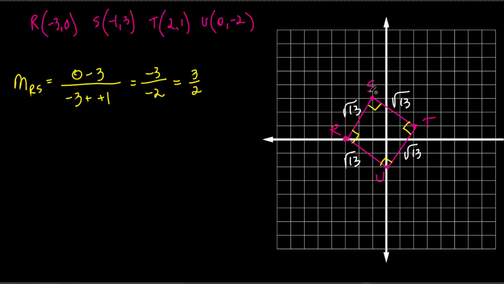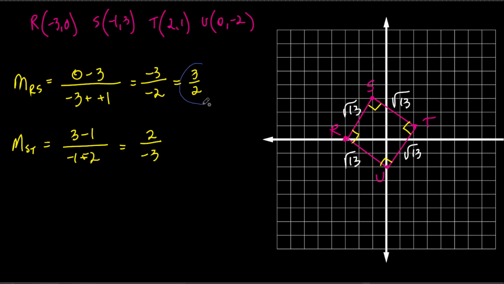Let's find the slope of ST. Do the same thing, but we're doing it with S and T. Subtract the y's from each other. That's 3 minus 1. Subtract the x's from each other. That's -1 minus 2. Let's see what we get here. So what's 3 minus 1? It's 2. What's -1 minus 2? It's -3.